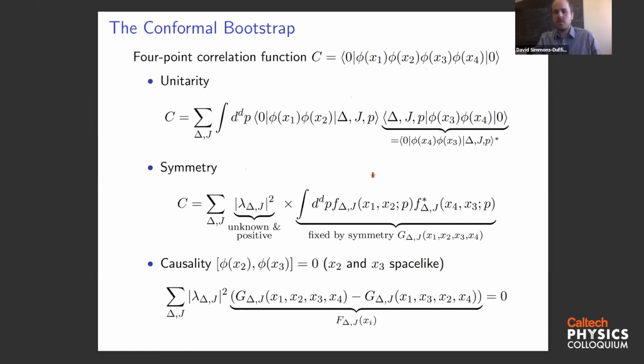So in the end, we end up with a consistency condition on our theory. And this consistency condition has this structure coming from quantum mechanics, a sum over quantum numbers of some positive stuff times some stuff that's fixed by symmetry.